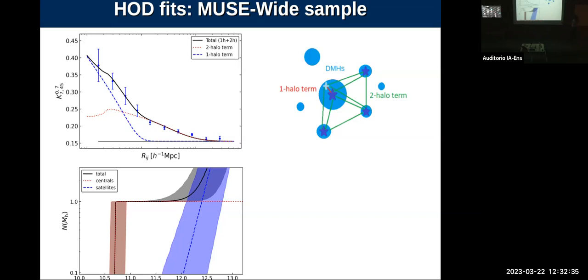So this is the recipe I was talking about before. This is a recipe on how to populate dark matter halos with individual Lyman-alpha emitters. In black, I show you the total number of Lyman-alpha emitters. This red shows you the number of central Lyman-alpha emitters. So either we have 0 central Lyman-alpha emitters or 1. And then you have the amount of satellite Lyman-alpha emitters in blue.